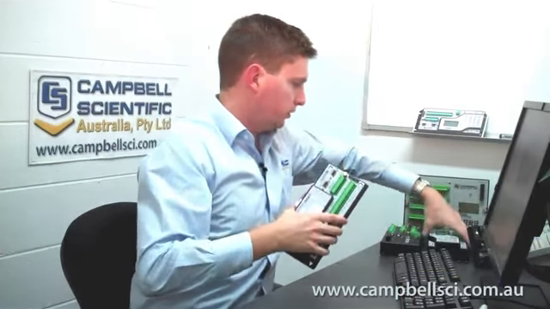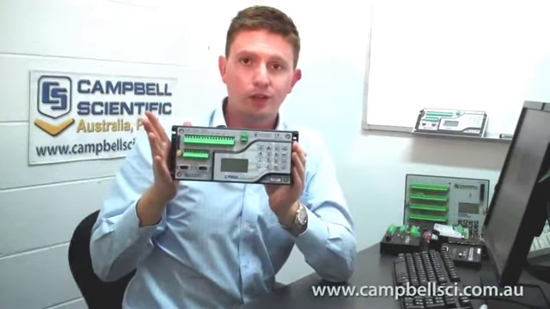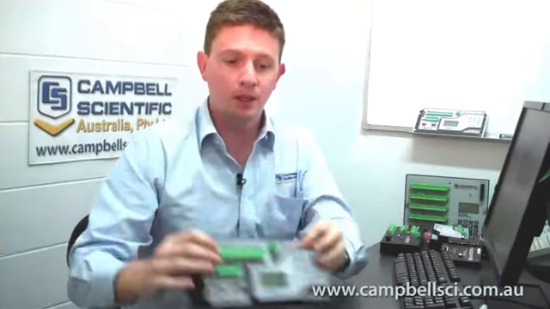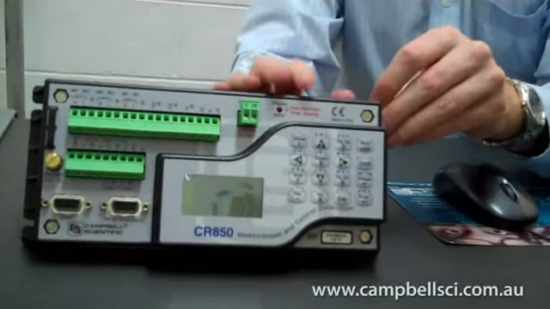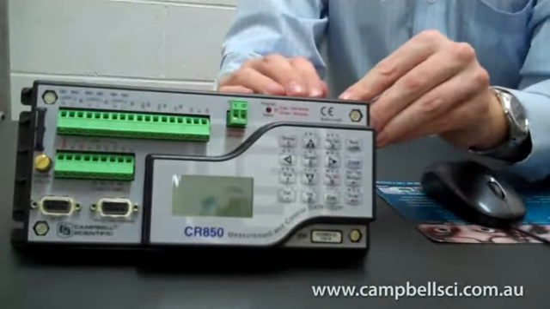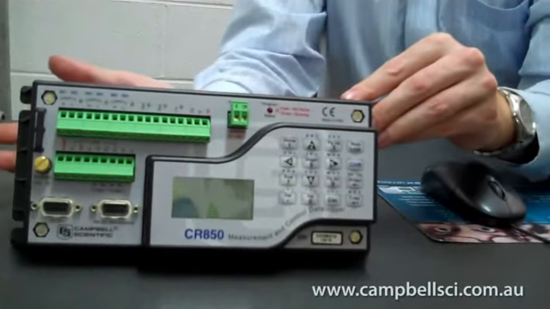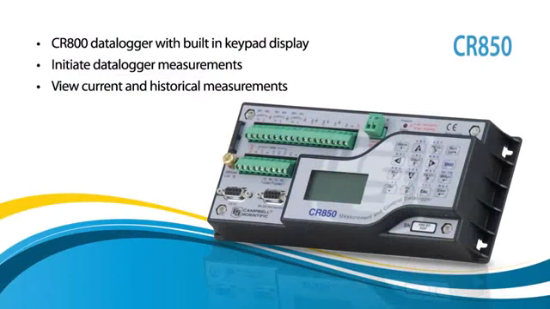Okay, now in addition to the CR800, we also sell this one, the CR850. Exactly the same as the CR800, same number of channels, same programming and everything else. It's just added a keypad display. So using the keypad, you can have a look through the current measurements on the logger. You can have a look through what data is being stored. You can initiate program operations like measure now or store now or things like that using the keypad. Alright, that's the CR850 and the CR800.